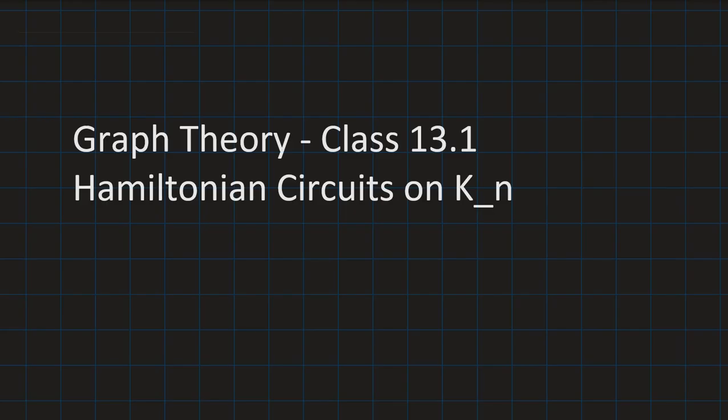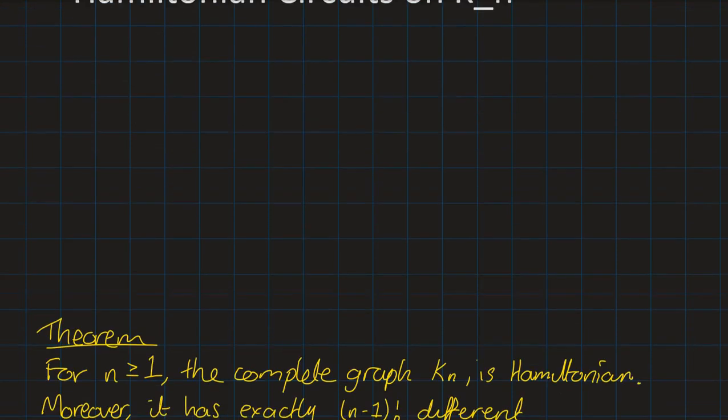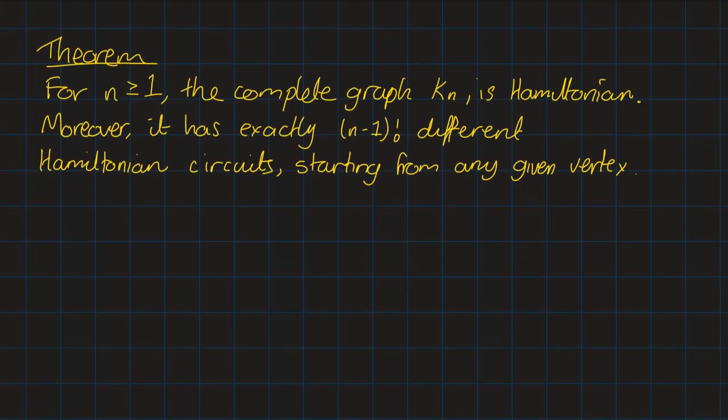In this video we're going to talk about Hamiltonian circuits on the complete graphs Kn. So let's begin with the theorem. The theorem says for n greater than or equal to 1, so essentially for all n, the complete graph Kn is Hamiltonian. Okay? So this is the most important part.